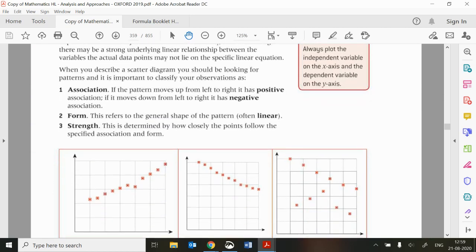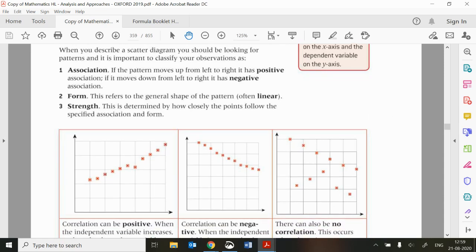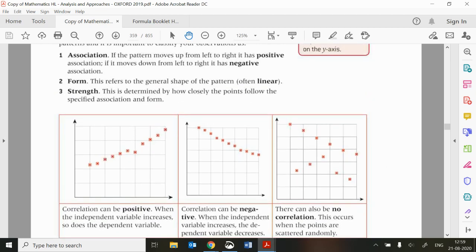Okay, so they're saying here, when you describe a scatter graph, you should be looking for patterns, as it's important to classify your observation as association. Is the pattern positive? In other words, does it move upwards from left to right, or is it a negative association? What about the form? Is it a linear pattern? That's what we were talking about. Or is it a quadratic pattern? And what about the strength? Is it strong? Is it weak? Is it moderate? So there are options there before we do any calculations for this correlation coefficient.